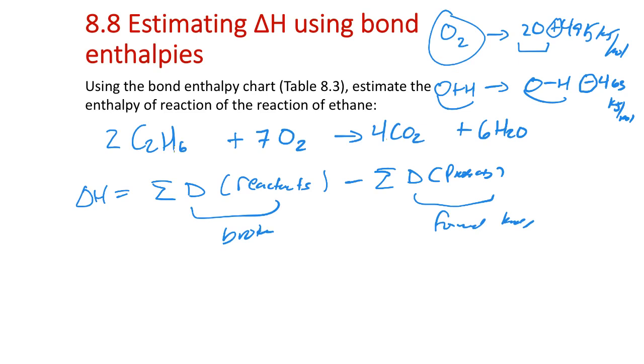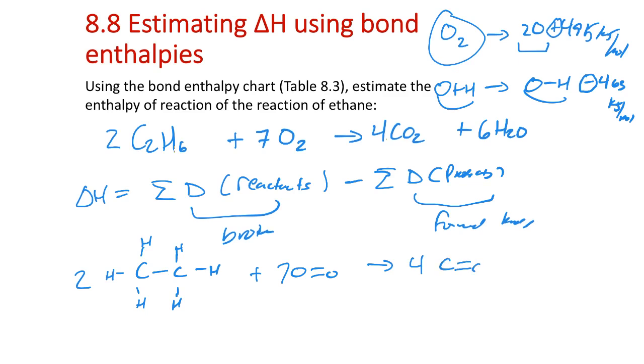Okay, and then we also need to know the structure here, of course. So C2H6 would be carbon-carbon with hydrogens. Carbon has 4 bonds, so no double bonds for carbon here. This is all single bonds. So we need 2 of these plus 7 oxygen-oxygen double bonds, which forms 4 carbon dioxide molecules plus 6 water molecules.